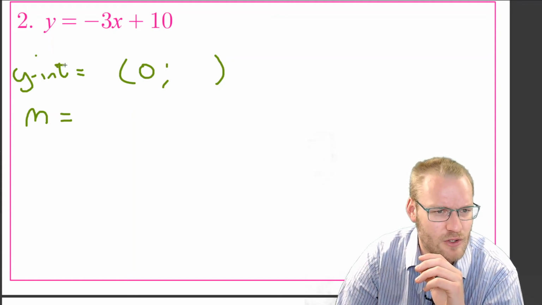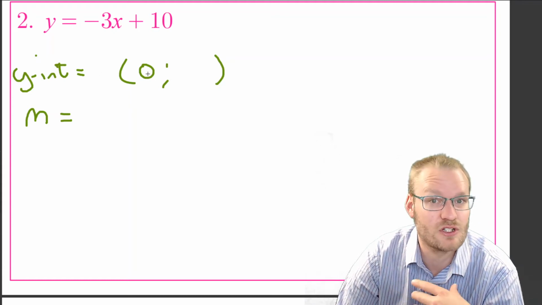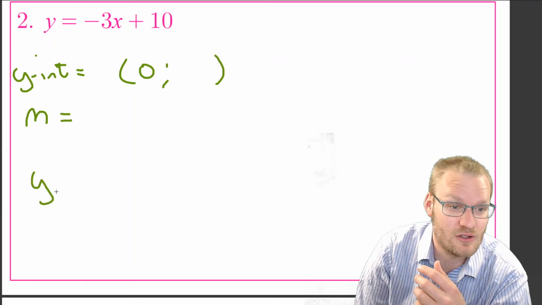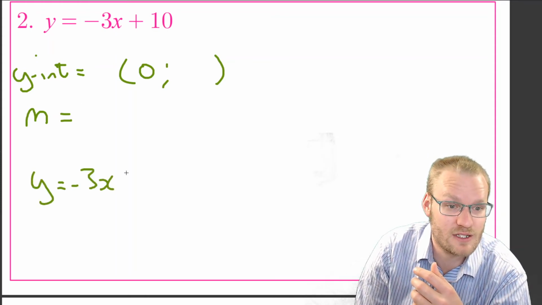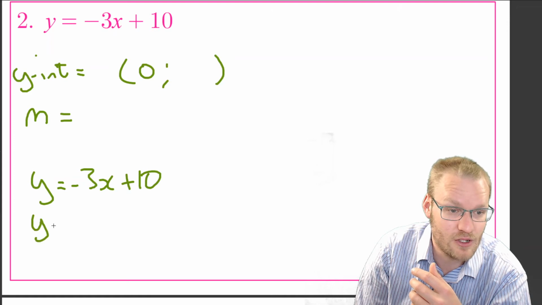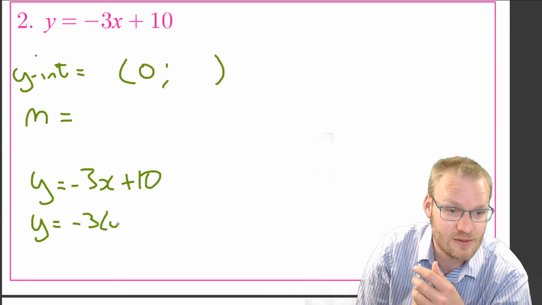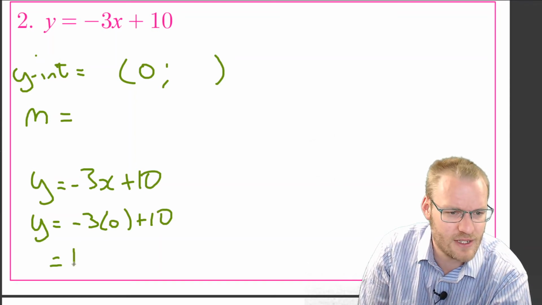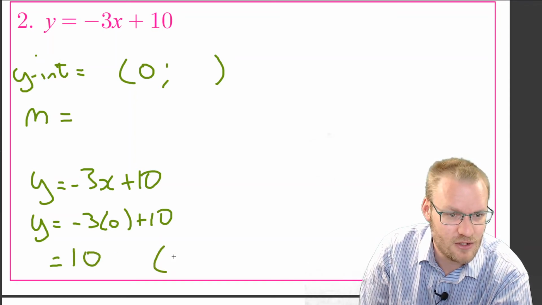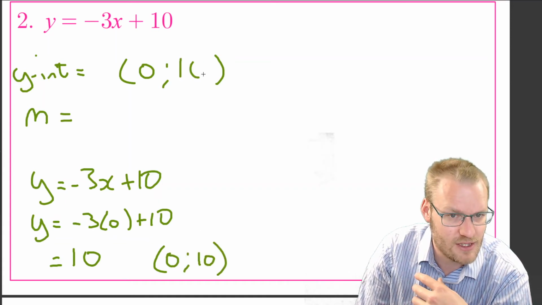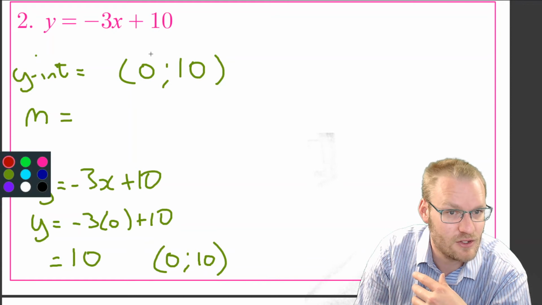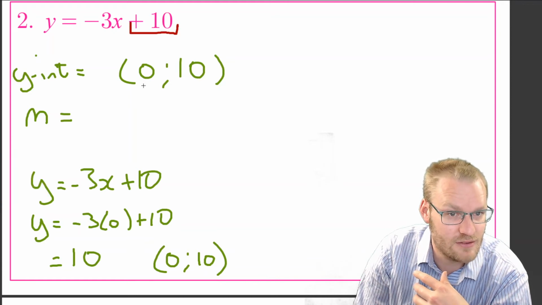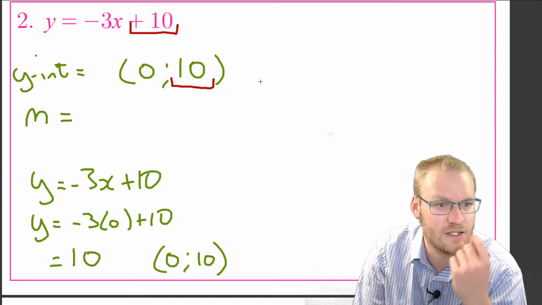For the y-intercept, we know that the x value is 0, so we're just going to substitute that into our equation. So y equals minus 3x plus 10. Minus 3 times our x value of 0, plus 10. Hey, look at this, minus 3 times 0 is 0, and 0 plus 10 gives us 10. So therefore 0, 10, there's our y-intercept. Hey, look at that, there was a plus 10, and there's a plus 10 as well.